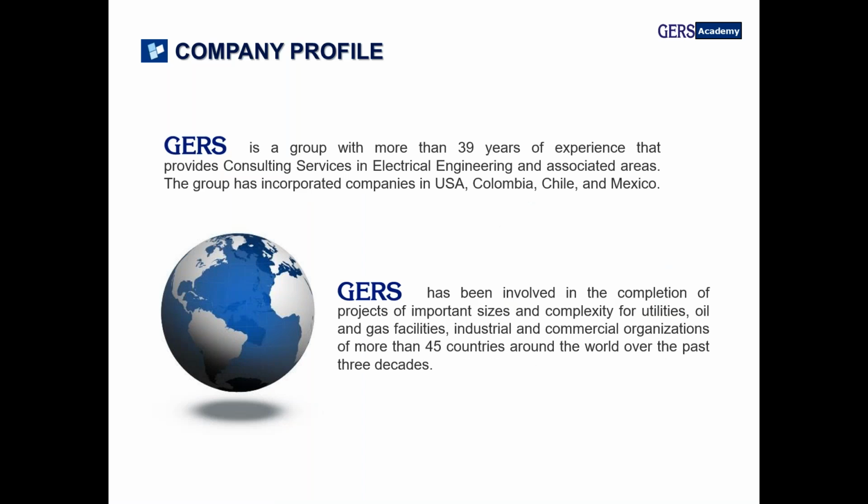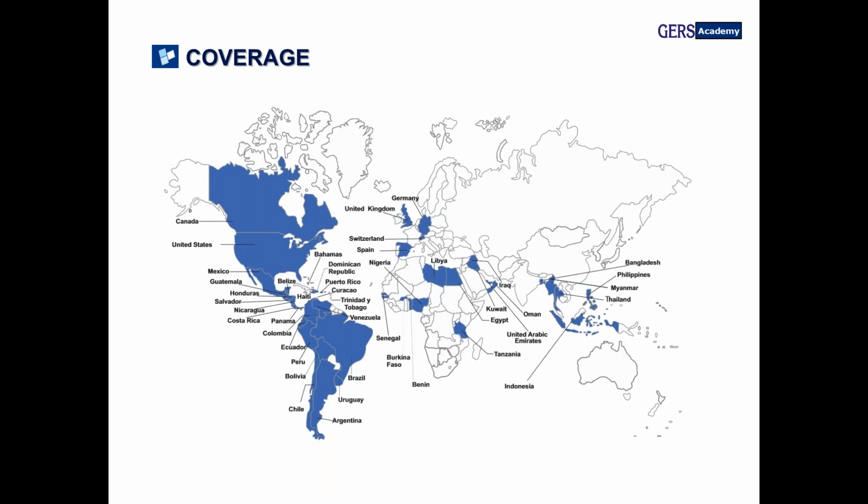All right, to begin, I'll give a brief introduction on our company, GERS. GERS is an electrical engineering consulting group that was established in 1981. To date, we have completed over 6,500 engineering projects and over 3,700 electrical studies in over 45 countries. On this next slide, you can see the countries where we have carried out projects from our offices. We have offices currently in the United States, Mexico, Colombia, and Chile.